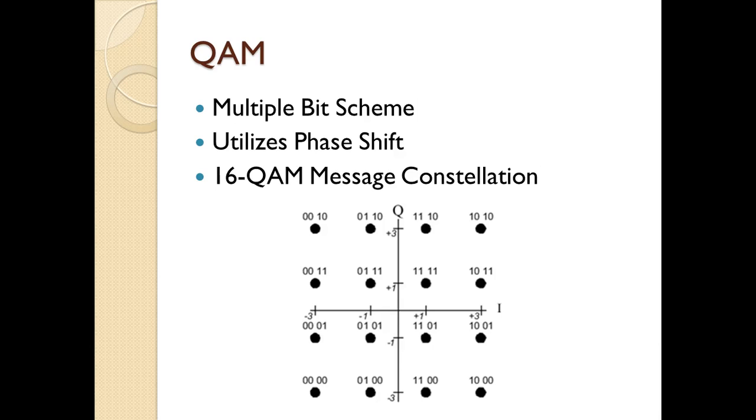QAM modulation expands upon the constellation diagram of QPSK. Depending upon the bit scheme chosen, QAM implements more symbols than both BPSK and QPSK. QAM also uses the phase shift of the incoming signal to determine the message's symbol. The message constellation for a 16 QAM modulation scheme is shown here.